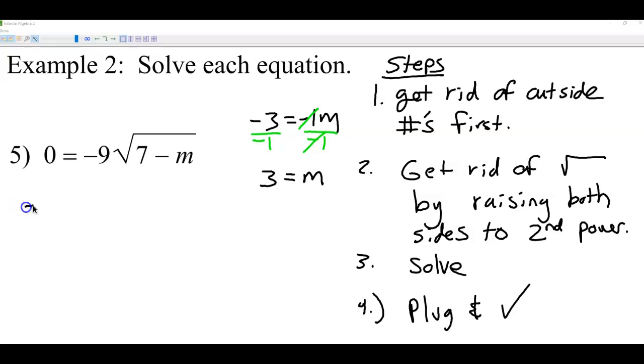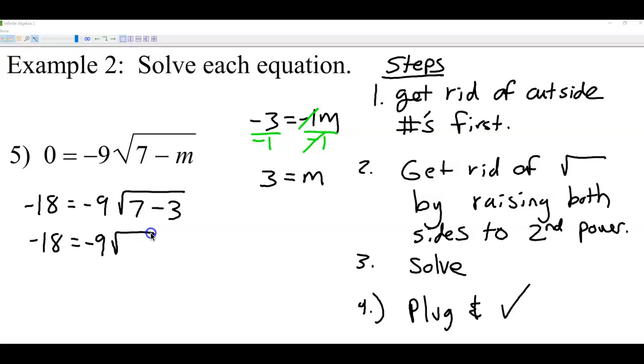Ready? We said negative 18 equals negative 9 times the square root of 7 minus, what am I going to plug in for m? 3. Let's plug in our answer and see if it works. So first of all, what is 7 minus 3? What's the square root of 4? And 9 times 2? Does that work? We're happy. Okay? I'll leave that up. I went a little fast, but all I did was plug in my answer to make sure that it worked.